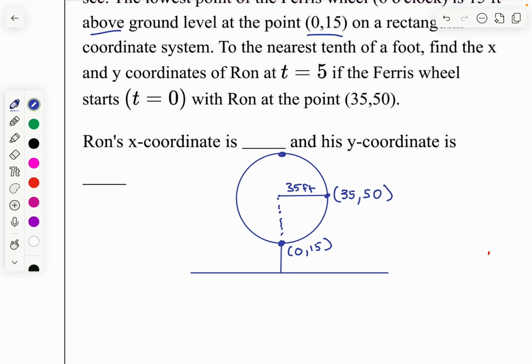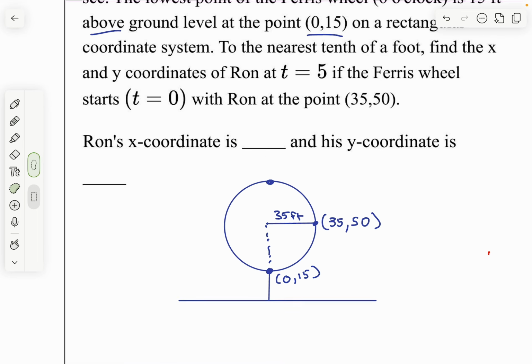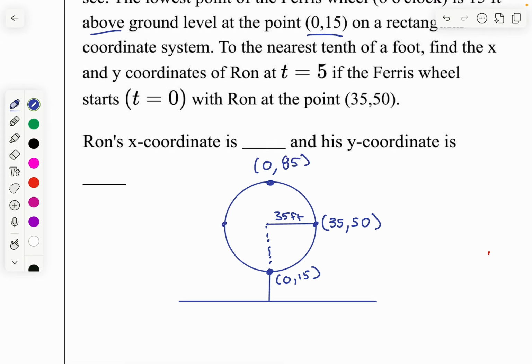He's at the top of the Ferris wheel when, let me just give myself more space. Okay, that would be an x coordinate of 0, and then you're at the diameter plus 15 feet high, so that would be 70 plus 15, 85. This point here is the same height as the one on the right, but the x coordinate should be negative 35. And then I'm back to the bottom.